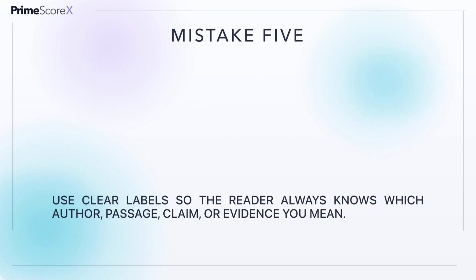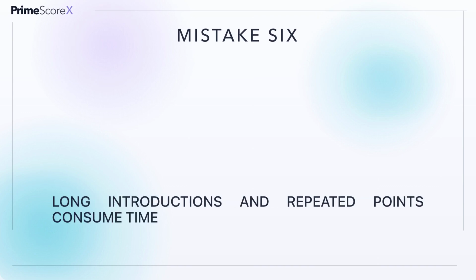Pronouns such as it, they, or this can become confusing when two authors and several claims appear in the same paragraph. Use phrases such as the first author, passage 2, this statistic, or the proposed policy. Clear reference is more important than stylistic variety. The scorer should never have to guess which idea your sentence is discussing.